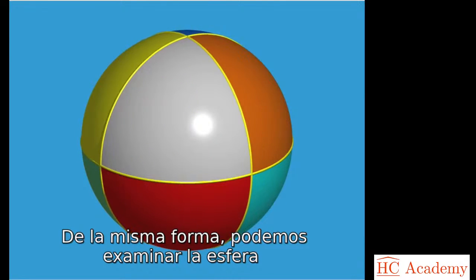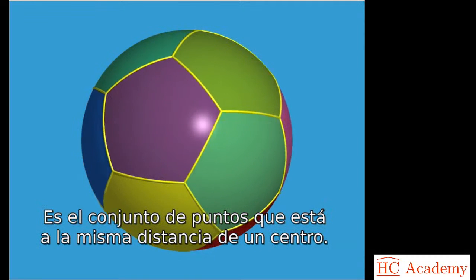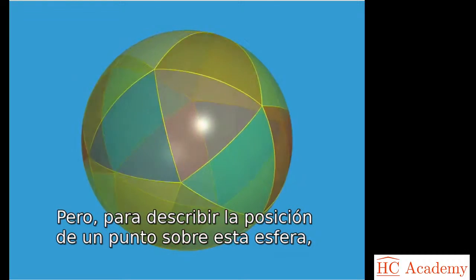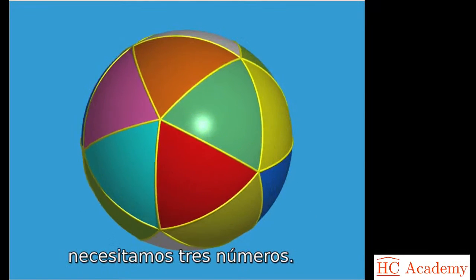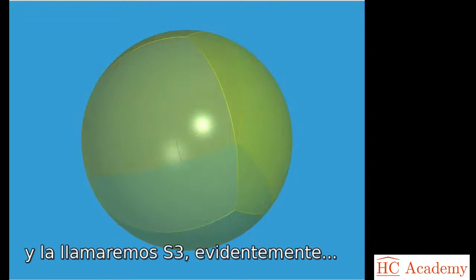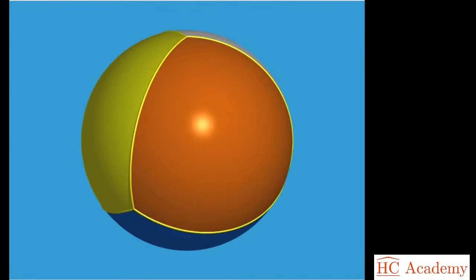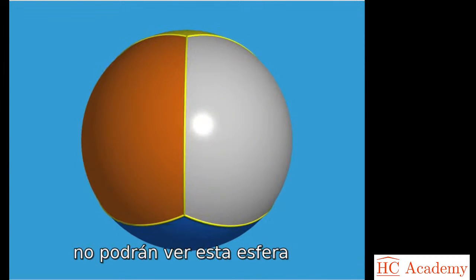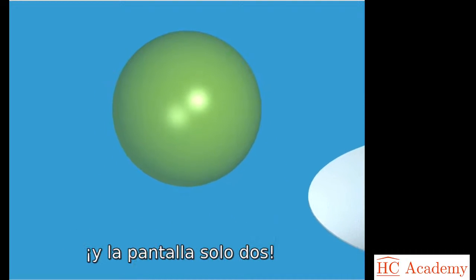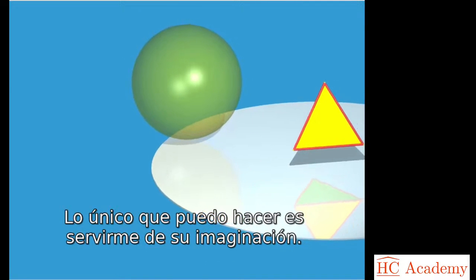In the same way, we can study the sphere in four-dimensional space. It contains all the points that are at the same distance from a center point. But now, to determine the position of a point on this sphere, we need three numbers. This means that the sphere has dimension 3, and of course we will call it S3. You will not be able to see this sphere in four-dimensional space because your space has only 3 dimensions and the screen only has 2. I can only call upon your imagination.